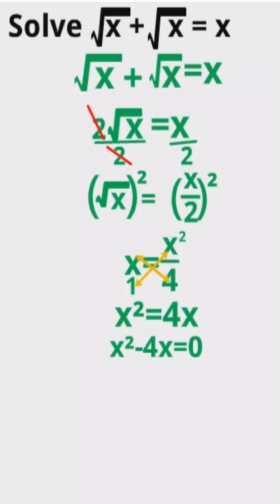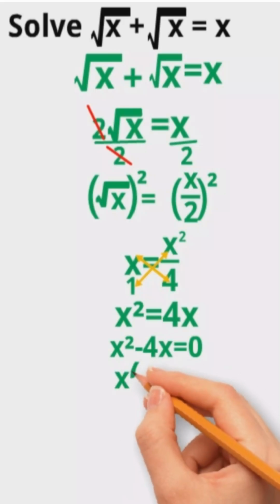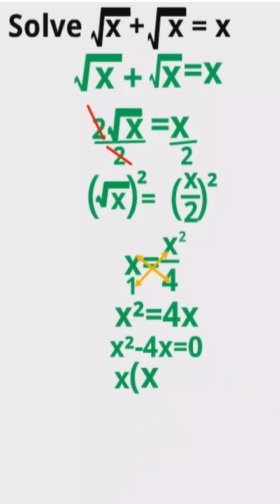Now, we factorize the quadratic equation by finding a common factor of x squared and negative 4x, which is x. So we write x, open brackets, then x into x squared will give us x, and x into 4x will give us 4. We close brackets. Let's find the value of x.